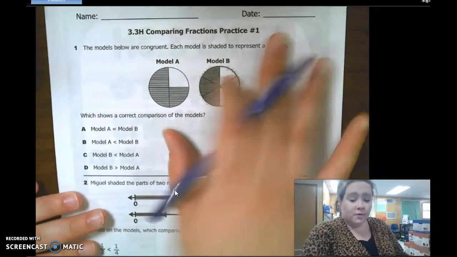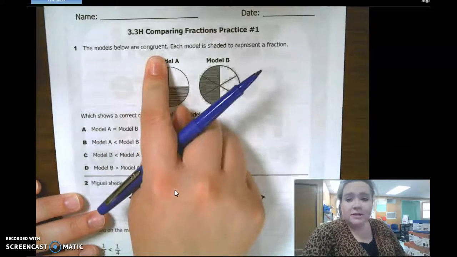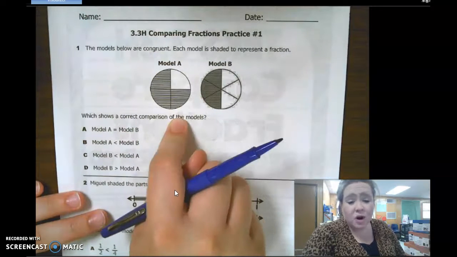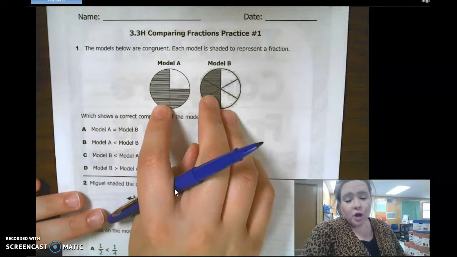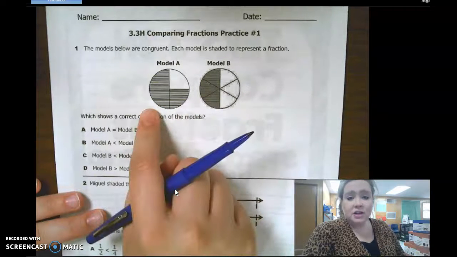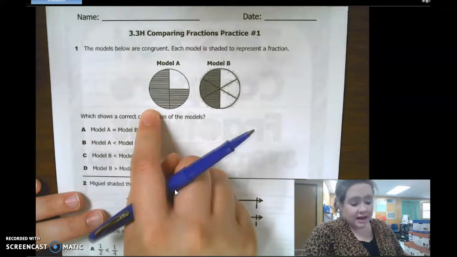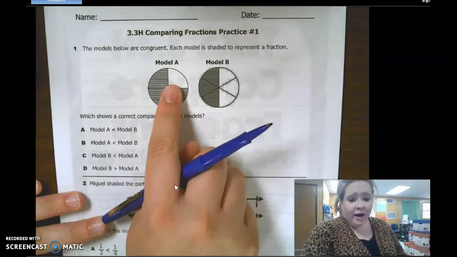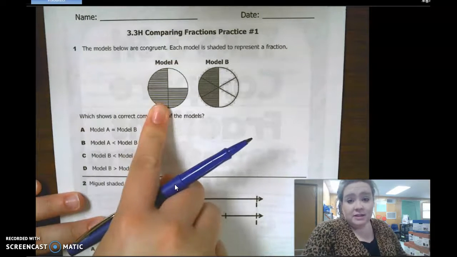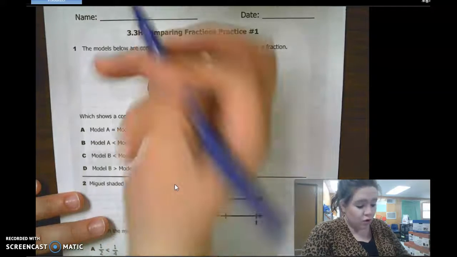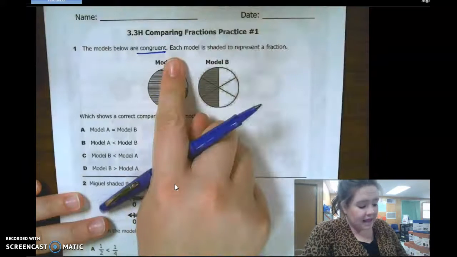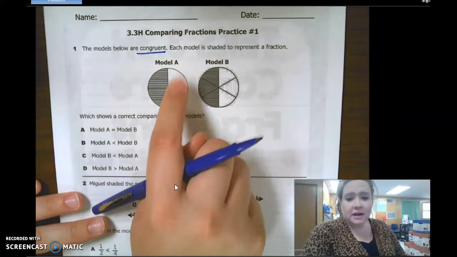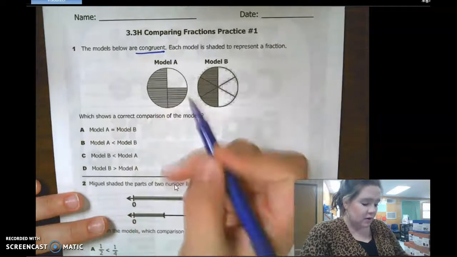Okay, so the models below are congruent. When your sentence says that your models below are congruent, that means that these models are the same size. And remember, when you are comparing fractions, your whole, whatever that is, here it's a circle, sometimes it's a rectangle, sometimes it's a square, they have to be equivalent, okay? They have to be congruent. Each model is shaded to represent a fraction. So let's figure out what this fraction represents, okay?